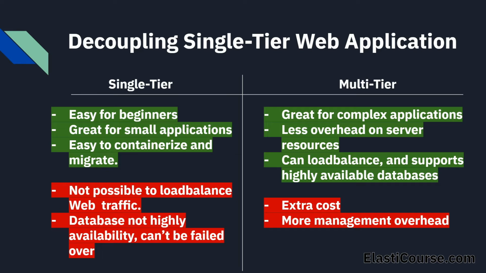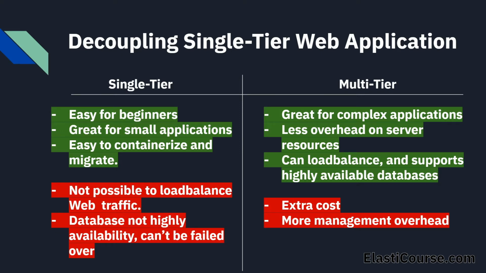And with multi-tier architecture, we can also load balance our front end web servers, which will handle a bigger user base, and we can use a back end database that can be commonly used by all these instances and can also support failover and automatic backups and a lot of other features.